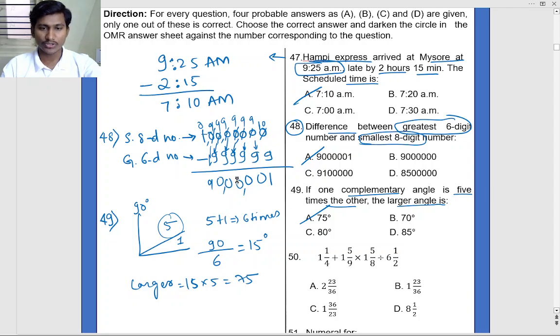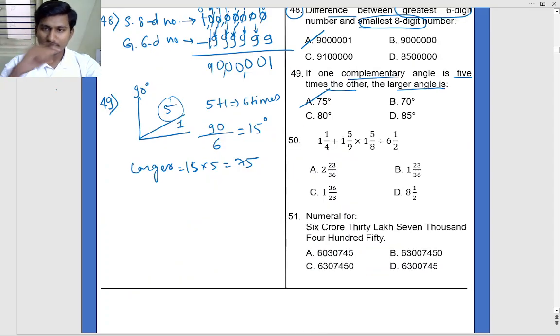Okay, good. So next, should we go? That is question 50. So now let us do question 50 here. 1 and 1 by 4 plus 1 and 5 by 9 into 1 and 5 by 8 divided by 6 and 1 by 2.